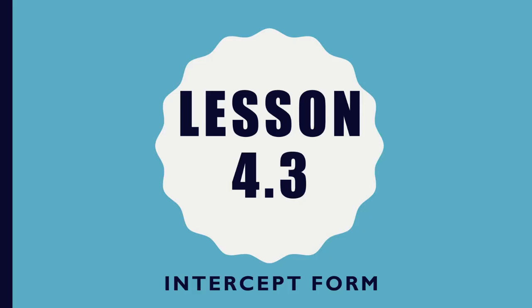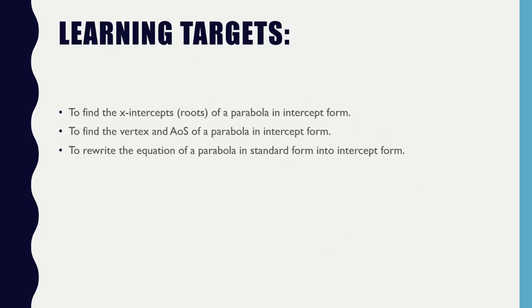This lesson is going to be about parabolas again. This time we're going to talk about the third form, which is called intercept form. We are going to work with this form to find the x-intercepts, also sometimes called the roots of a parabola that is written in intercept form. We are also going to then find the vertex and the axis of symmetry of that parabola.